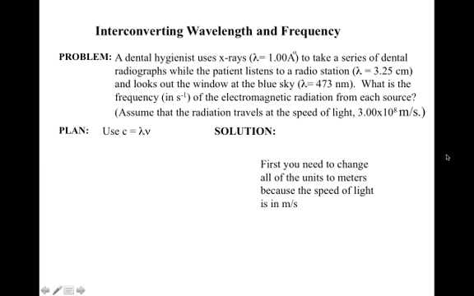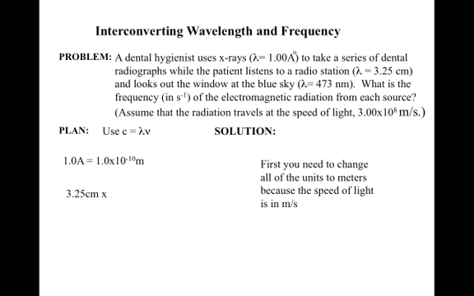I'll give you angstroms. That 1 angstrom is 1 times 10 to the -10th meters. But what I want you to do then is figure out how many meters is 3.25 centimeters and how many meters are 473 nanometers. Go ahead and pause and work that out on your own.